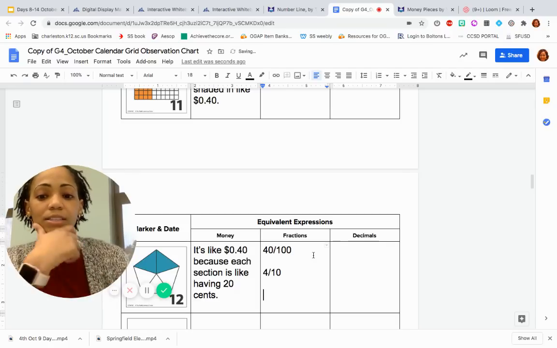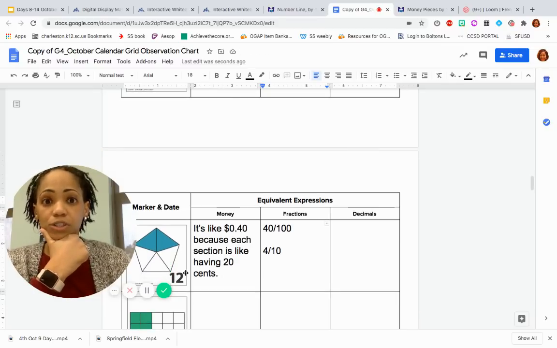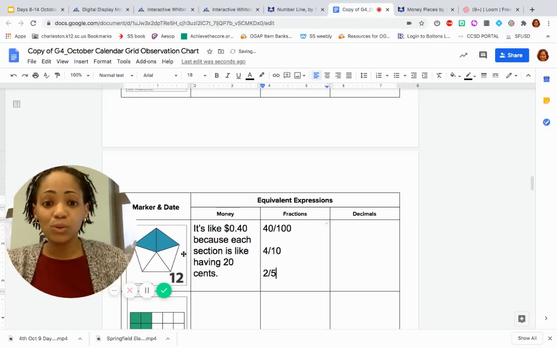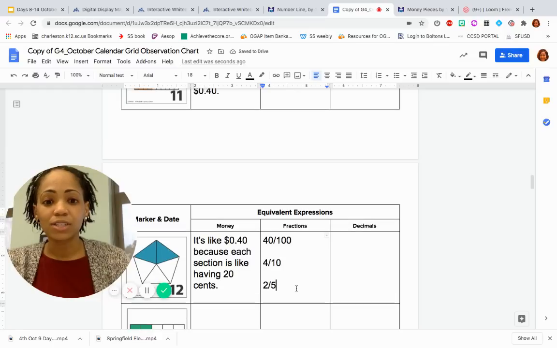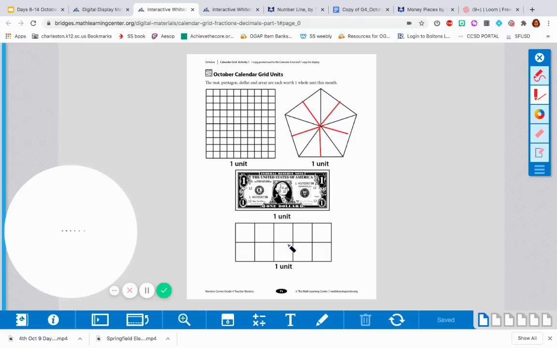But let's write it as a fraction based on what we're actually seeing here. How many of these sections are shaded and how many sections do we have in all? Right, so this is actually 2/5. 40 hundredths. It's the same thing as saying 2/5. Let me show you that on here again.